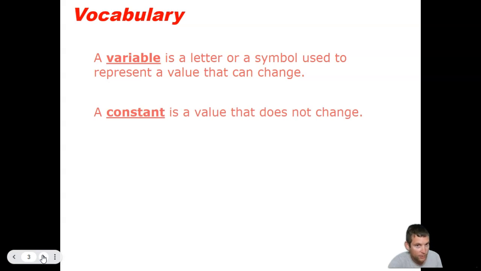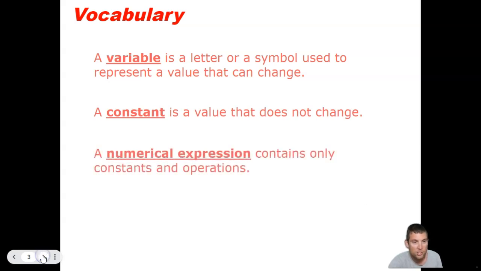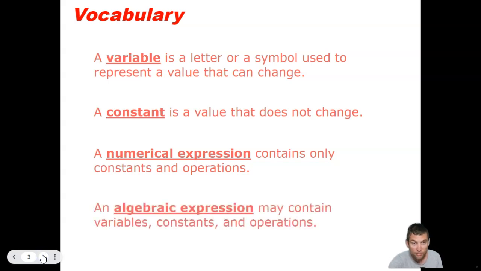A constant, meanwhile, is a value that does not change. A numerical expression contains only constants and operations. Operations like addition, subtraction, multiplication, and division. An algebraic expression may contain variables, constants, and operations.